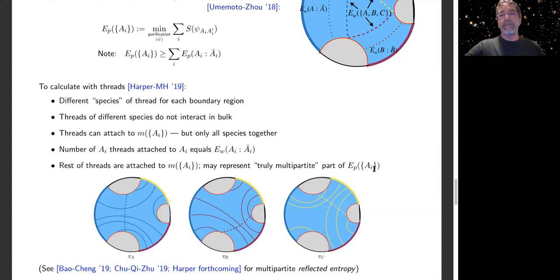In other words, some part of this multipartite entanglement of purification, which is defined up here, is just due to bipartite entanglement, and that's the part given by this right-hand side, and the difference between the left and right-hand sides would be the truly multipartite part. Again, this is basically just a counting argument. We don't have more evidence for it, but it's an interesting idea. It's sort of natural from the pictures.